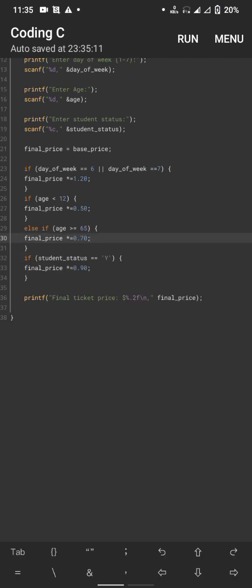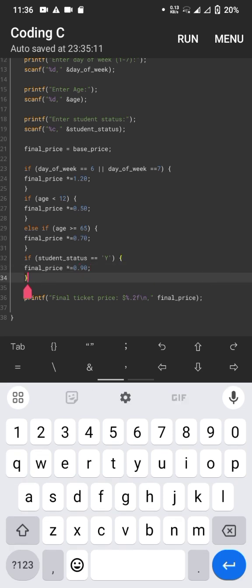So the next one is if student status equals capital Y, open bracket, final price is multiplied by 0.90. This is the student discount: if the person is a student, indicated by student status equal to capital Y, they get a 10% discount. Price multiplied by 0.90. So next we proceed to the final price display.